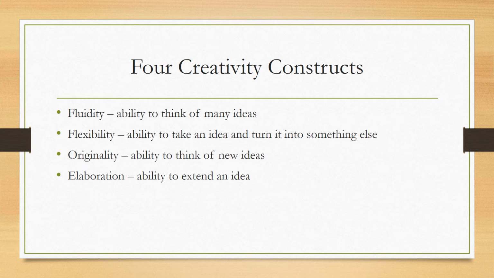Flexibility is the idea that you can take an idea and turn it into something else. So, for example, in the early 20th century, an ice box was basically a box with a block of ice at the bottom to keep the food cold. The inventor of the refrigerator found a way to circulate the air from the coldness and turn it into a refrigerator.